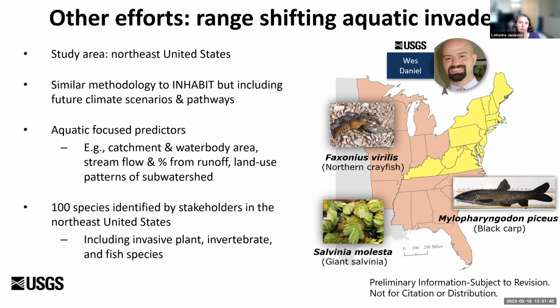And so again, they're similar models to INHABIT, but we're including future climate scenarios in addition to pathways for how species might spread to these new areas that become suitable with changing climate. And that work, we'll be starting the modeling process for that this summer. So hopefully there'll be some models available by next spring from this work.